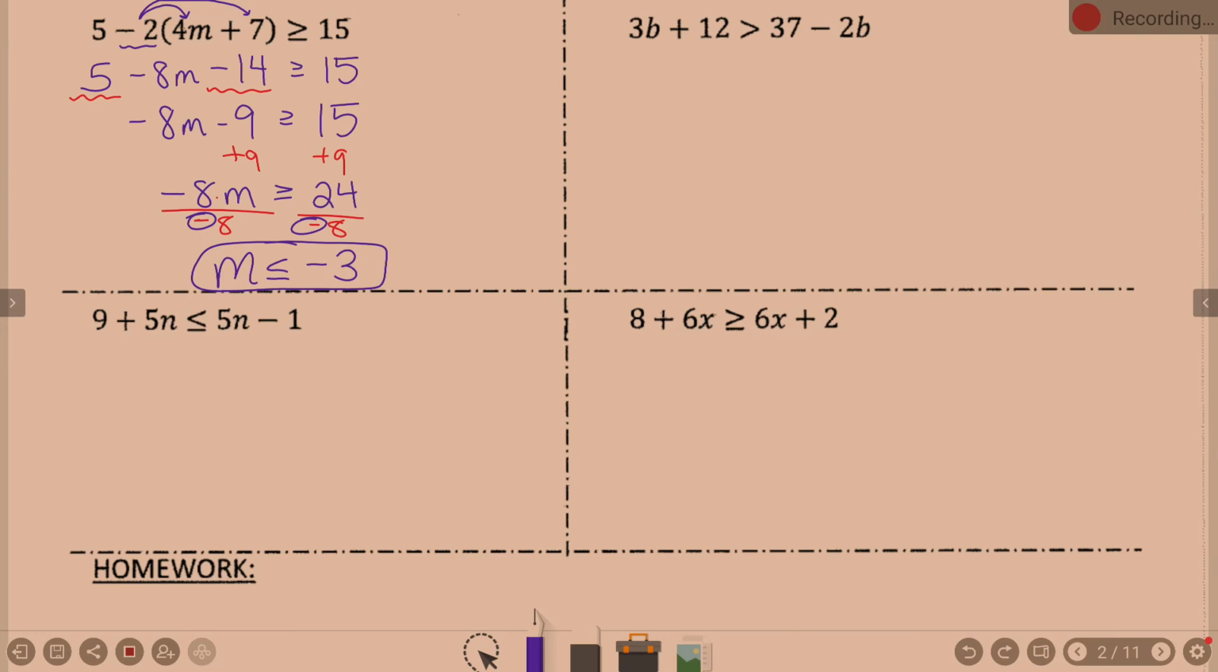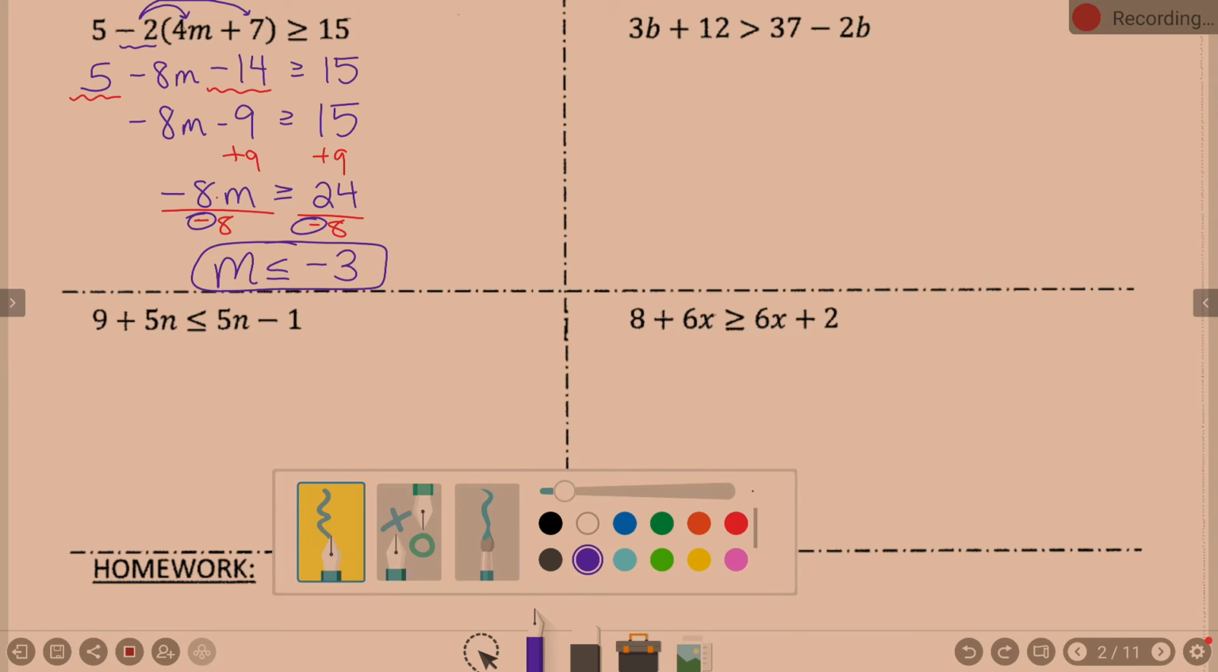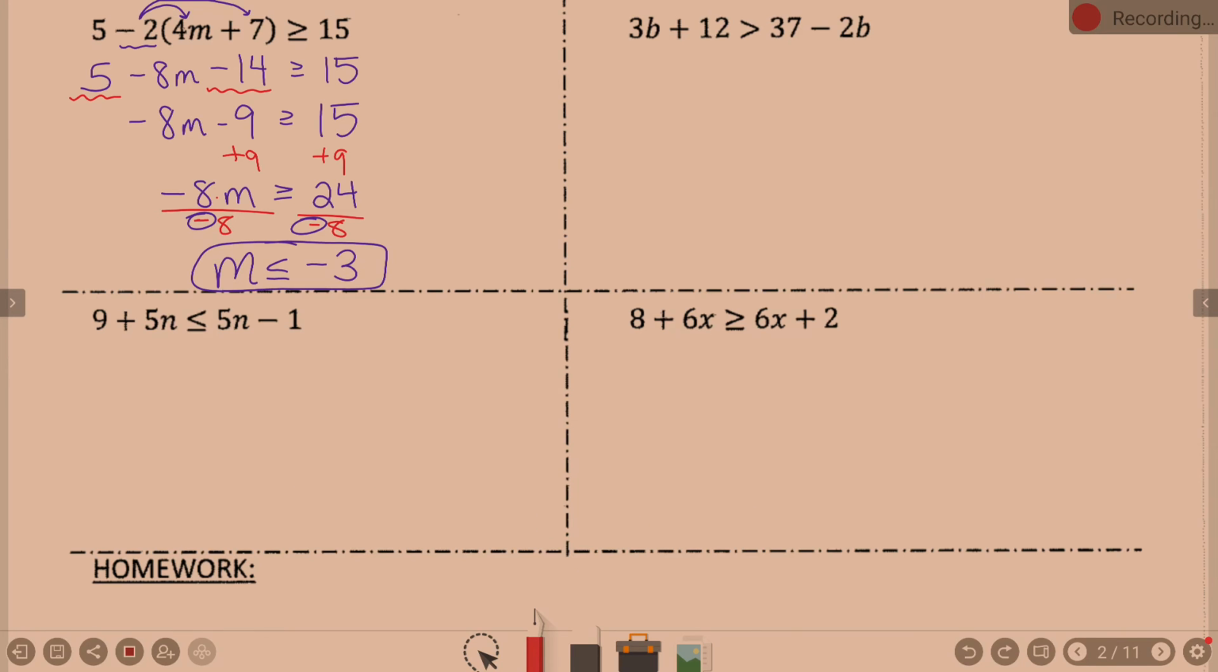So if I already have 3b here, how can I move the 2b over to join it? Add 2b or subtract 2b? Well, which is it? What kind of 2b is this? This right here is a minus 2b. So how do you get a minus 2b to cancel out? You're going to have to do the opposite, and we're going to have to add 2b. Where do I add 2b on the other side?